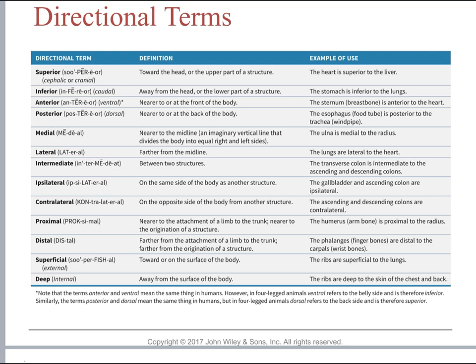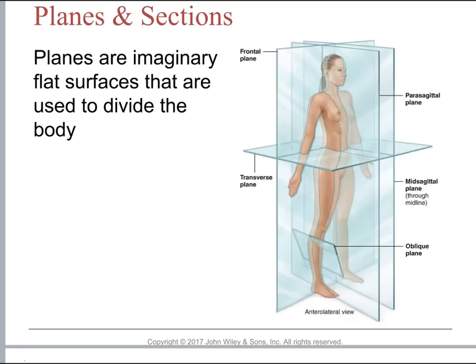The other two definitions we haven't talked about are superficial and deep. Superficial is more towards the surface of the body, whereas deep is more away from the body, or, well, deeper. For example, the ribs are superficial to the lungs, or the skin is superficial to the muscles, yet the muscles are deep to the skin. So that's how we use those two words.